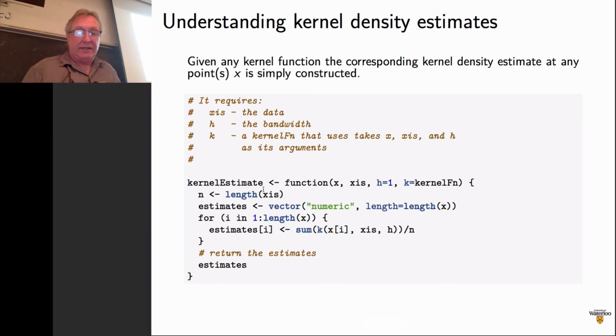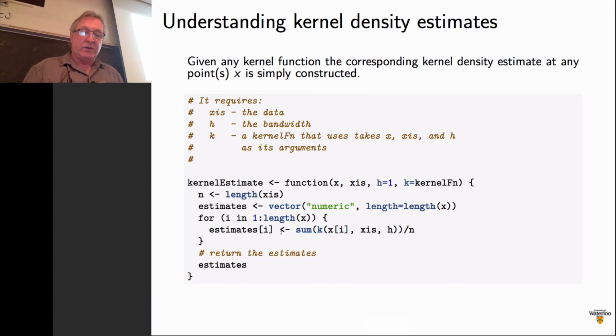So, that being the case, I need to know how big the sample is, how big the data is, that's the length of the xi's. I'm going to get a vector here just to fill up with the values of the estimates, and then for everything in this length of x, how many values you want to evaluate this at, I'm going to get an estimate at every one of those x's.